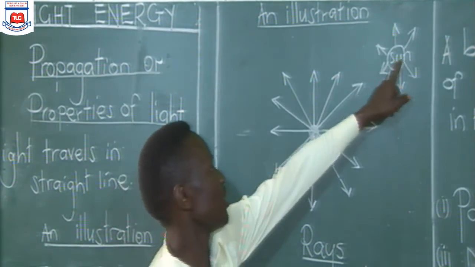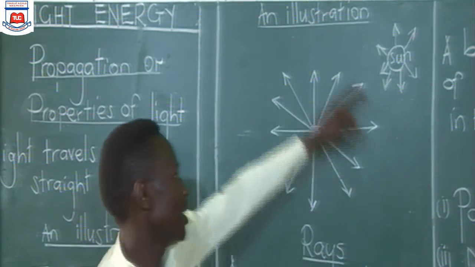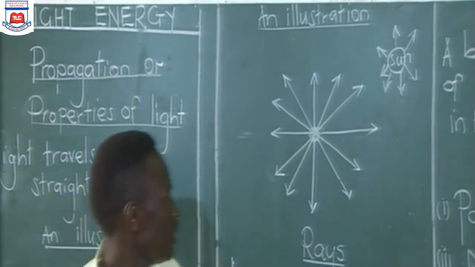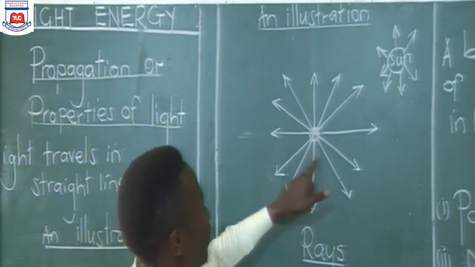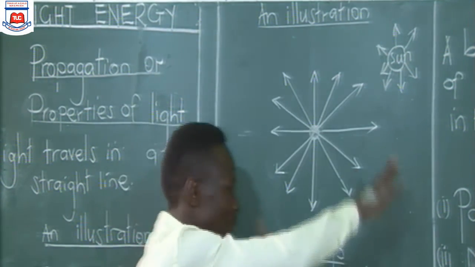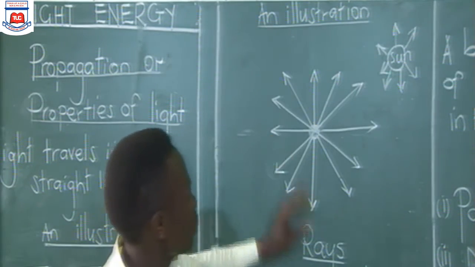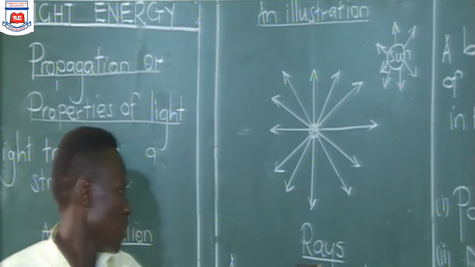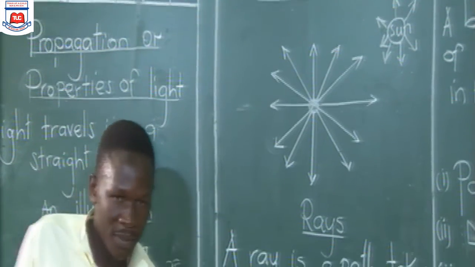So this is the source. The source can be the torch, the sun, or the candle, any object that can produce light. For me here, I used the sun. The sun was able to produce light, and the light from the sun was in a position to move in different directions. So we also want to continue and look at rays.